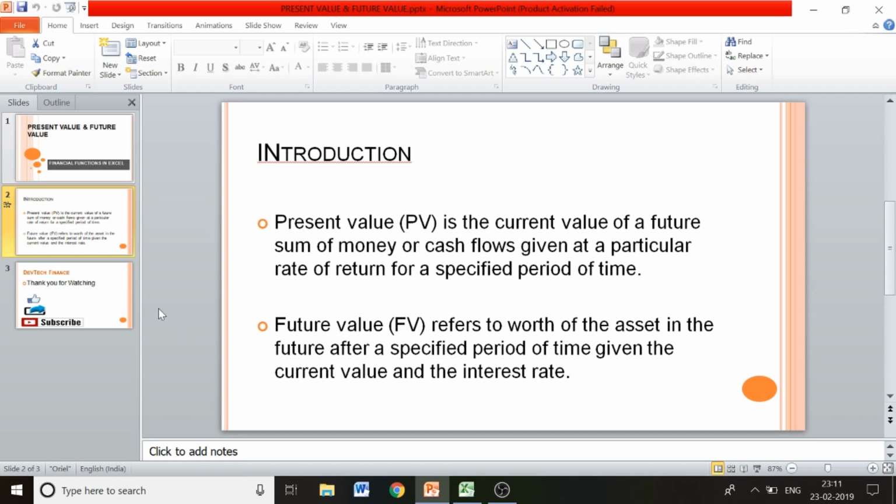I hope you understand the concept of present value and future value, and you understand the functions in Excel.